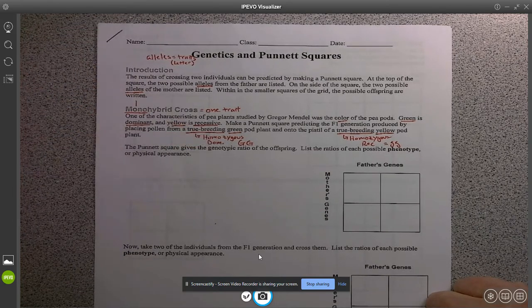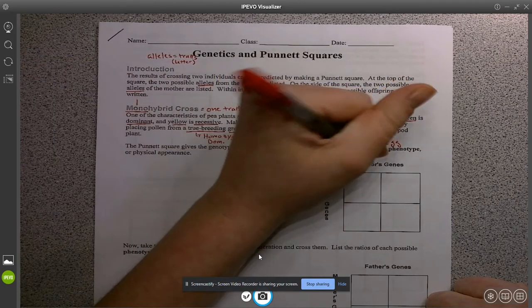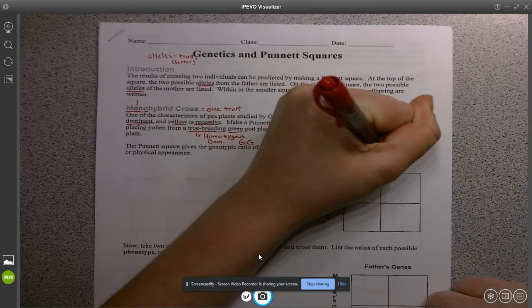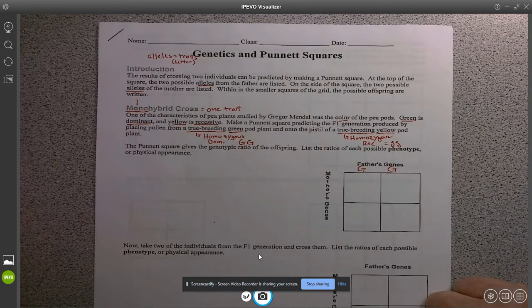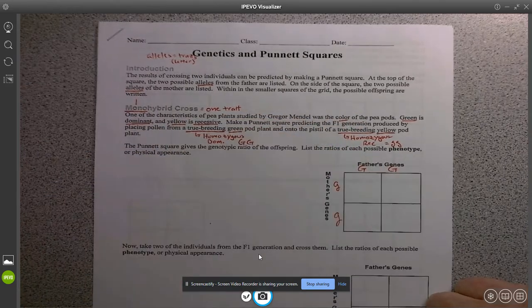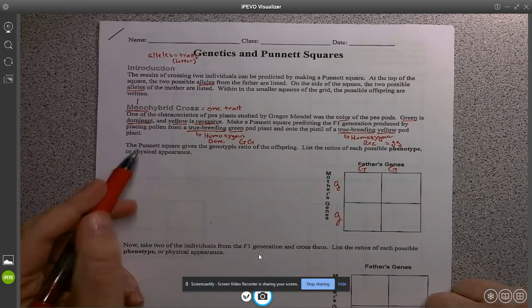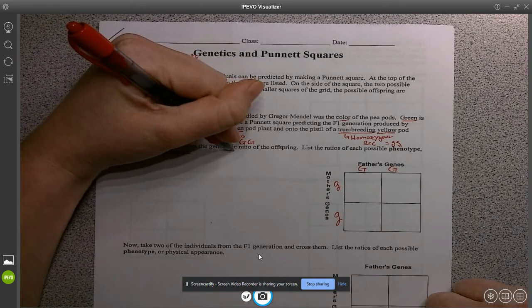And once again, it doesn't really matter, but pollen is the male part of the flower. So I'm going to put big G, homozygous dominant, and little g, homozygous recessive on my Punnett square. And our Punnett square is going to give the genotypic.